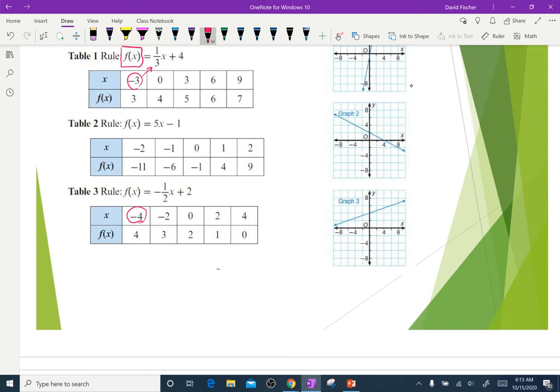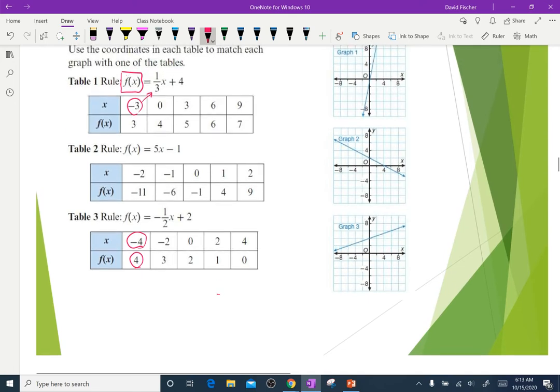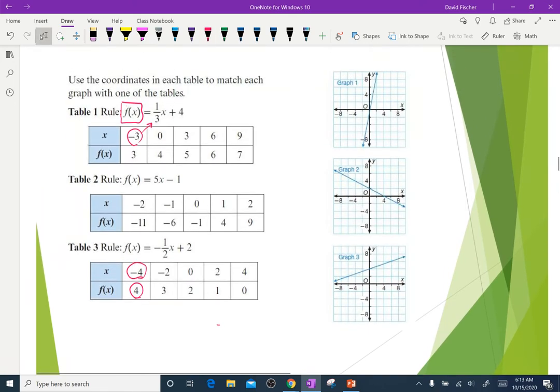4 divided by 2 is 2. 2 plus 2 is 4. So sometimes we can also do that if they're letting us pick the numbers. Okay, so what we have to do is match the graphs up. I like to look at nice simple ones.